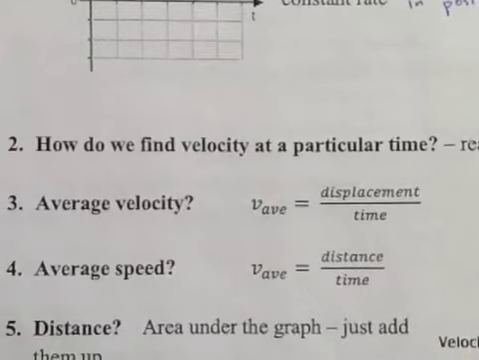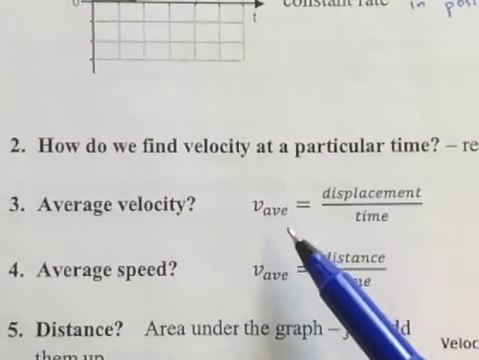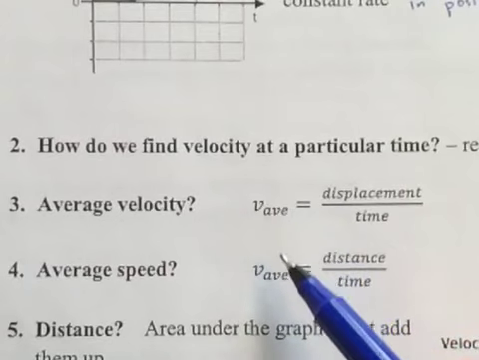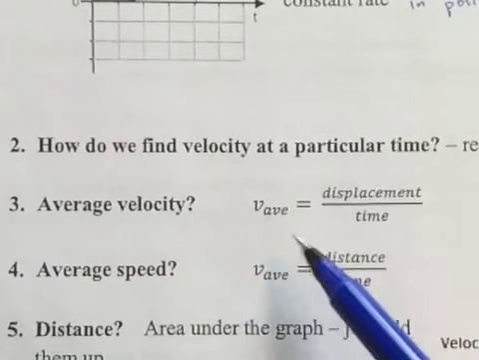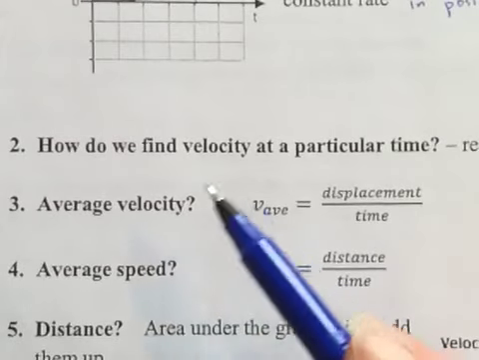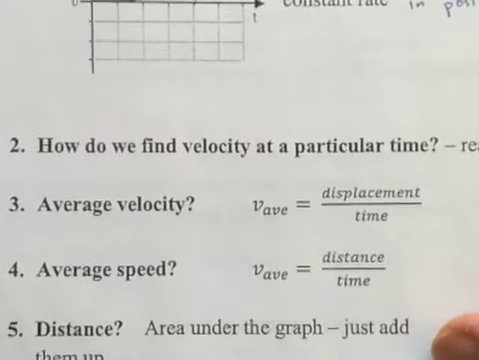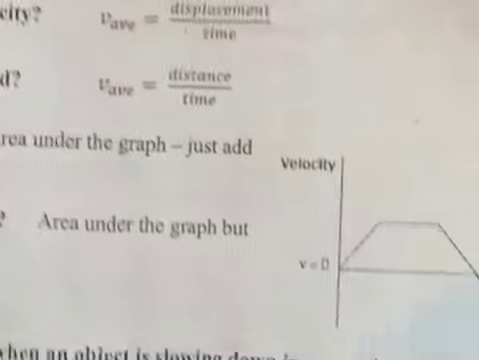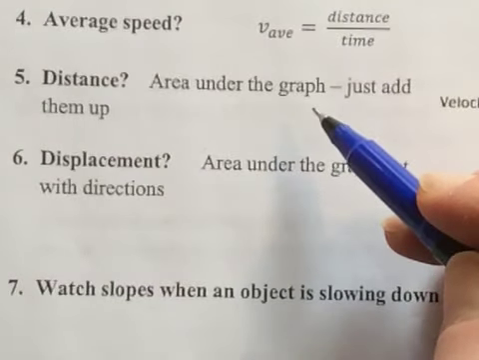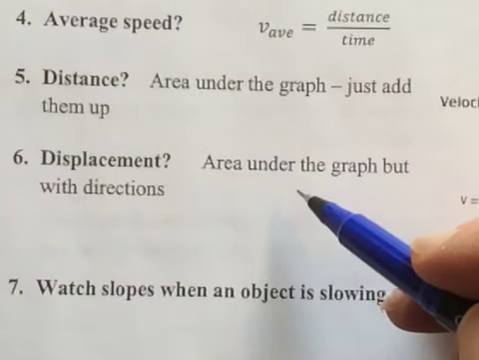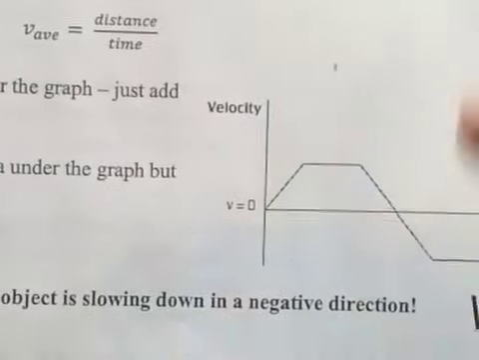How do you find the average velocity and the average speed? Exactly the same way as we did on the displacement versus time graphs. Find the displacement, find the distance, and do the average velocity and the average speed. What's different is how do we get the displacement and how do we get the distance. So how we get it, distance, find the area under the graph and then add up all the areas. Displacement, find the area under the graph, but you have to look after directions.